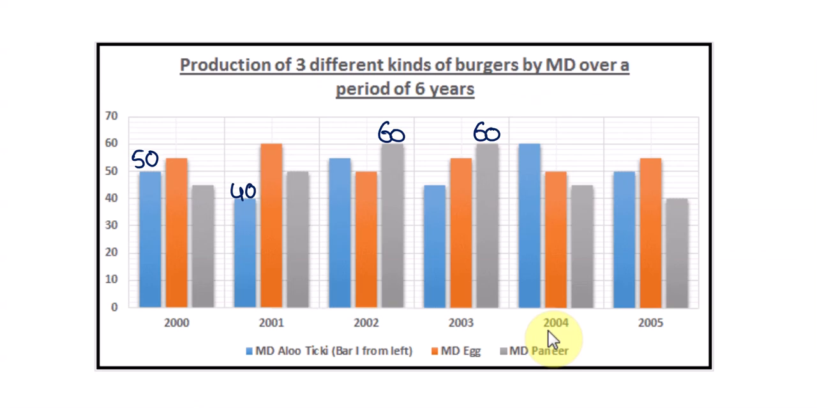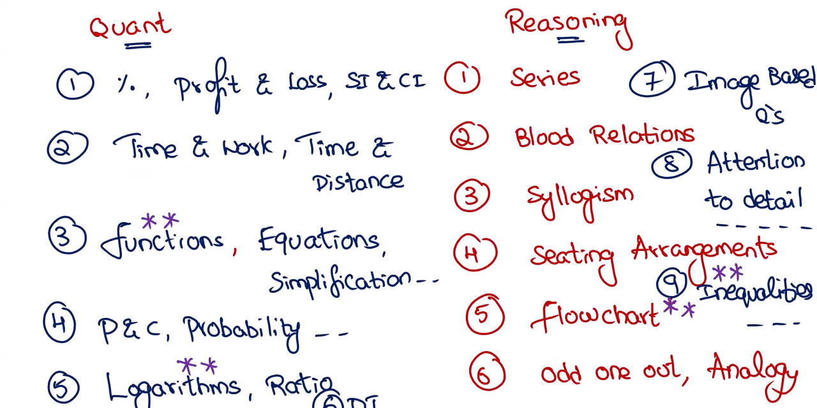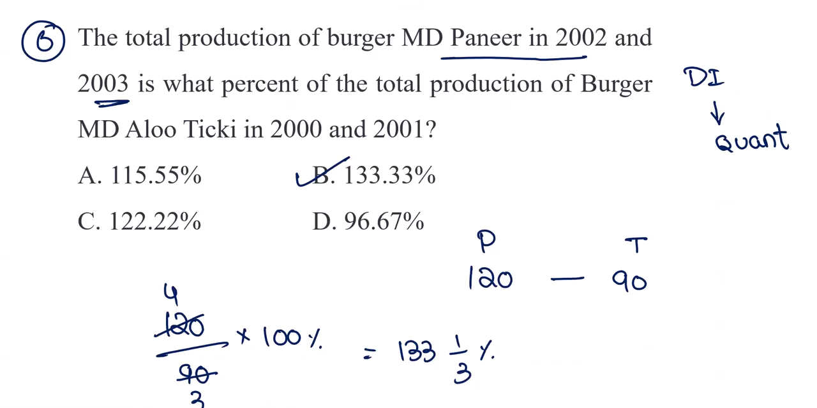Blue color first: 50, 40, 90. Here 55 plus 45, 100, 190. 190 and 60, 250, 250 plus 50, 300. So, this calculator is not allowed. No calculator, virtual or physical, nothing is allowed. Everything you need to perform by hand. In TCS a virtual calculator is allowed, but here no calculator is allowed, either virtual or physical. So we have to perform all the calculations.